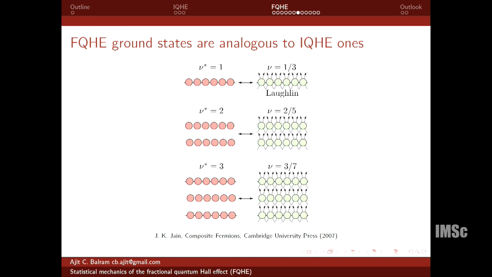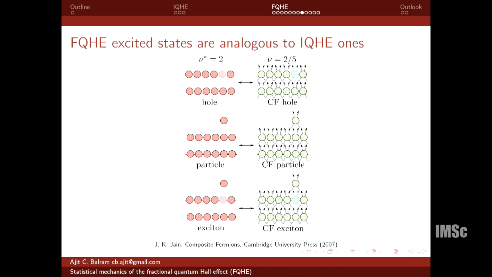This Jastrow correlated wave function that I had shown was actually the same. So filling factor 2 corresponds to 2/5, filling factor 3 corresponds to 3/7, and this is the main n/(2n+1) sequence that you saw. And not just the ground states, you can also describe things like excitations very easily. If you want a missing particle, that's like a missing hole in an otherwise filled level. Then there is an extra particle, and you can get neutral excitations by putting these two together.